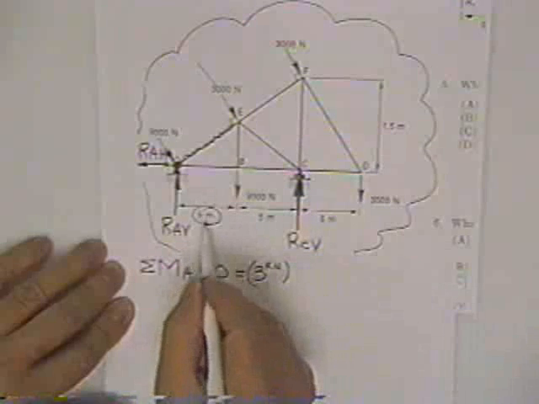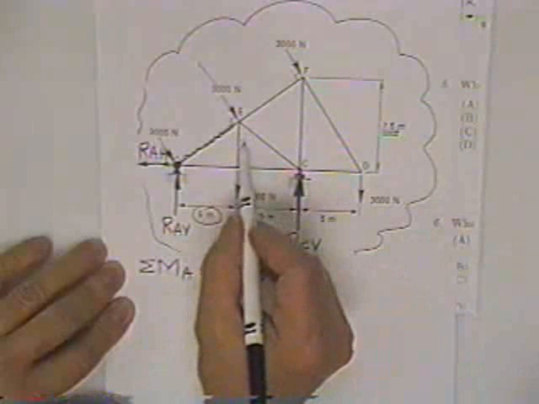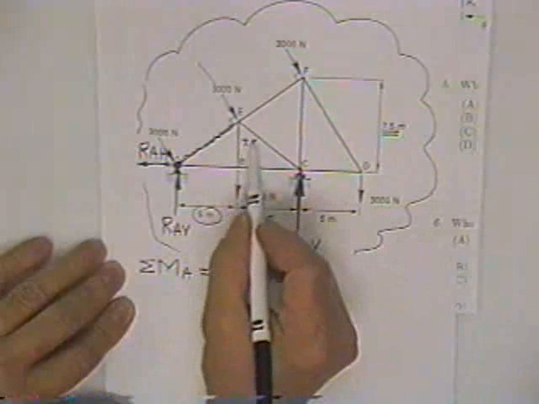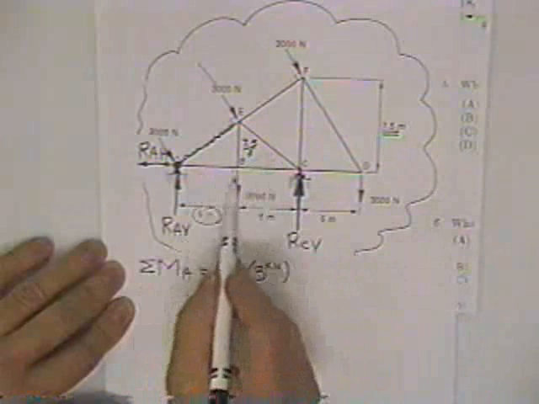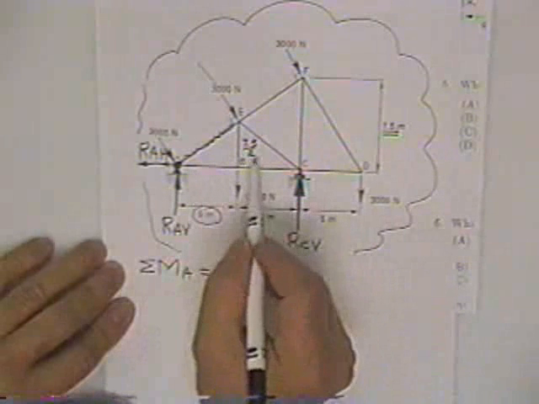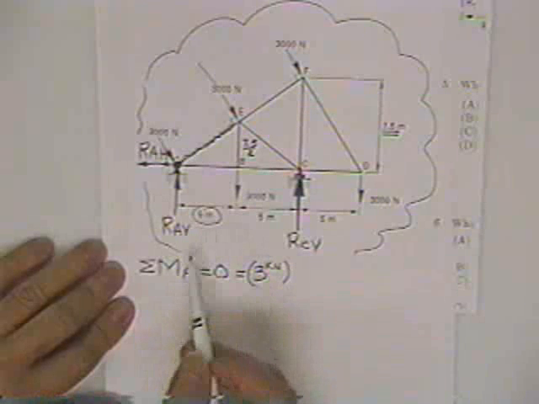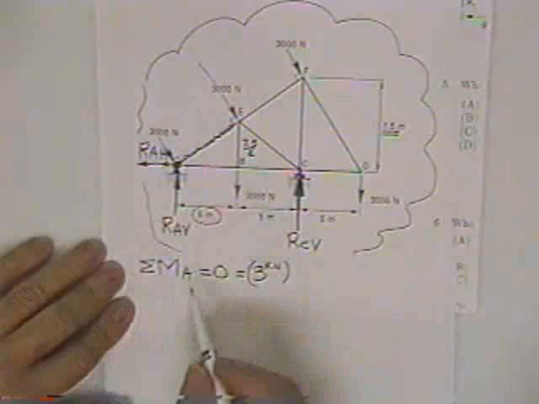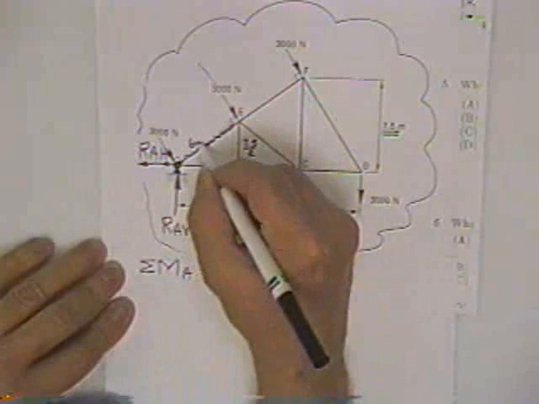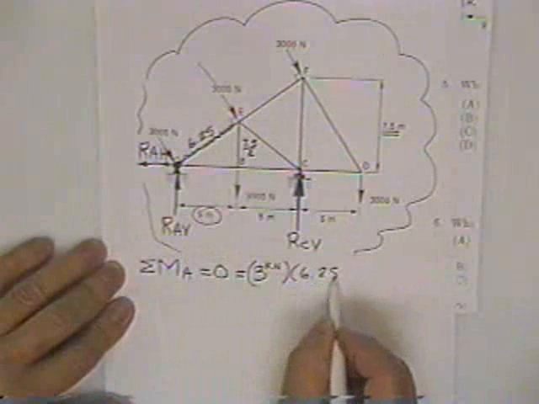So if you take 5 squared, since this is 7.5, this one right here will be half of 7.5, because of similar triangles. So you take 7.5 squared over 2. To that you add 5 squared, and then hit the square root button and you get 6.25. 6.25, so there's his moment arm.